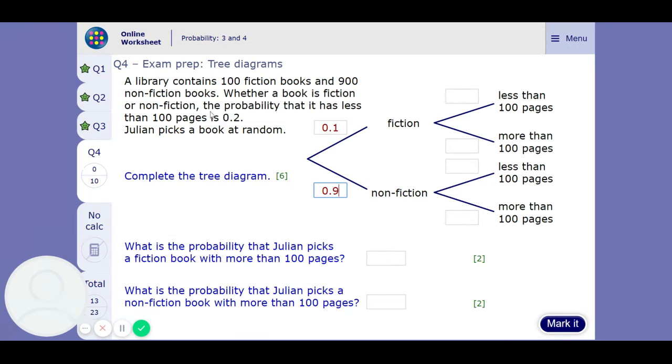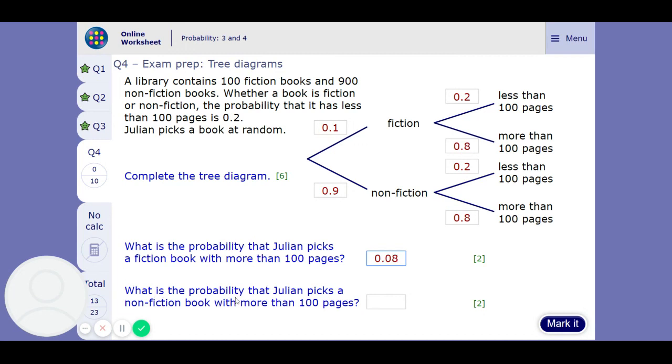Whether the book is fiction or non-fiction, the probability is less than 100 pages is 0.2. So less than 100 pages, 0.2 for those. And because we know probabilities have to add up to 1, that means that more than 100 pages has to be 0.8. We're assuming nothing has exactly 100 pages here. What's the probability that Julian picks a fiction book with more than 100 pages? Well, the way we work through tree diagrams is you first think about how to get to a fiction book and then more than 100 pages, and you multiply them. So 0.1 times 0.8 is 0.08.